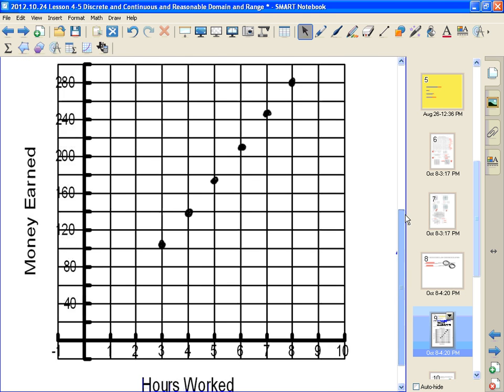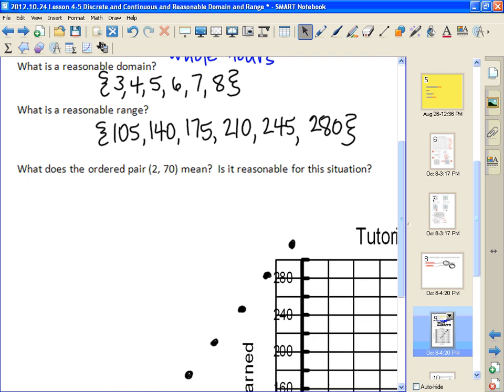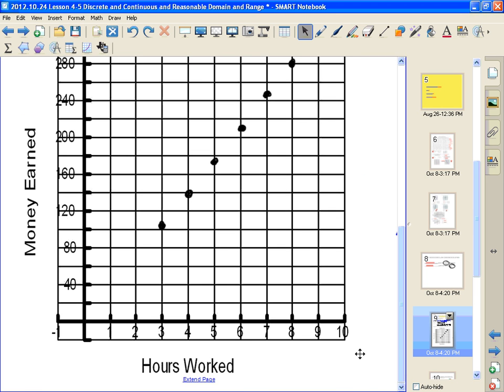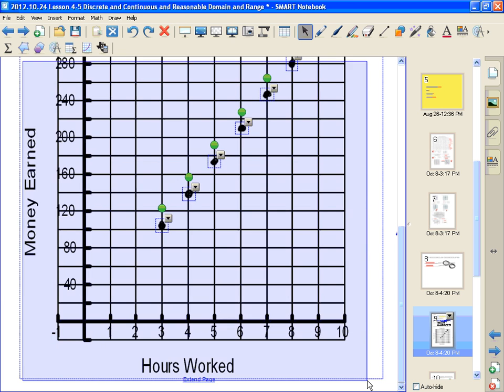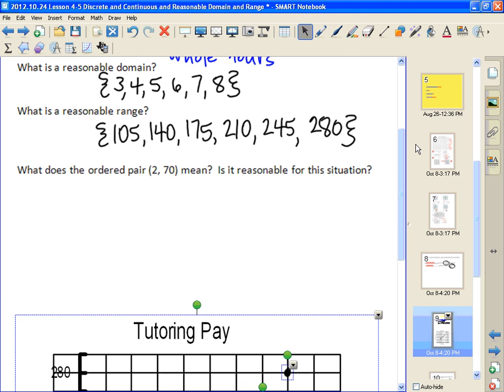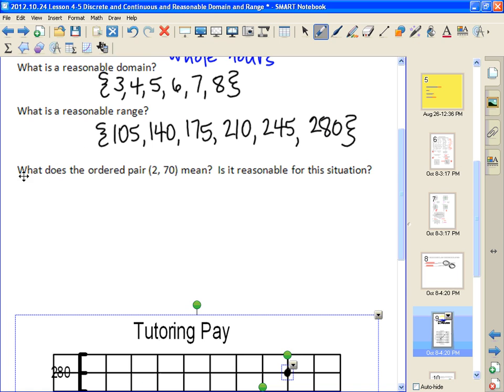Then it says, let's see, I need to move this down a little bit. Let me move my graph. Then it says, what does the ordered pair 2, 70 mean? So if I look over here at my calculator, I can see the ordered pair 2, 70, so that would represent that for working 2 hours, she earned $70. So that answers my first question.